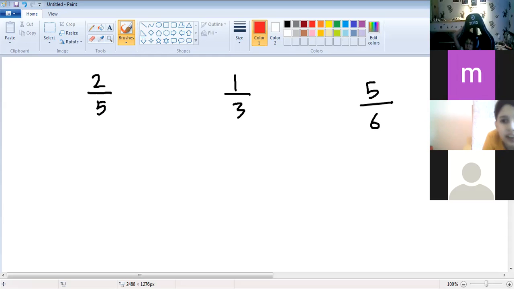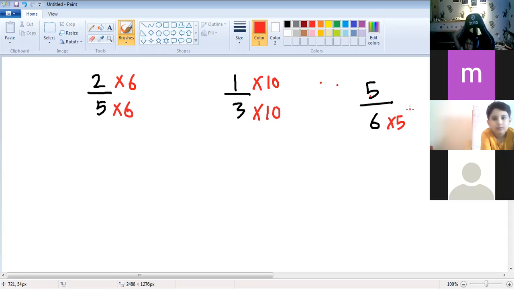And what about 6? Can you find 30 in the multiples of 6? Yeah, so we can convert all of them to be what number? 30. 5 times 6, and 3 times 10, and then 6 times 5. Then you have to multiply 2 by the same number, 6 here times 10, and then times 5. Please write the new fractions.